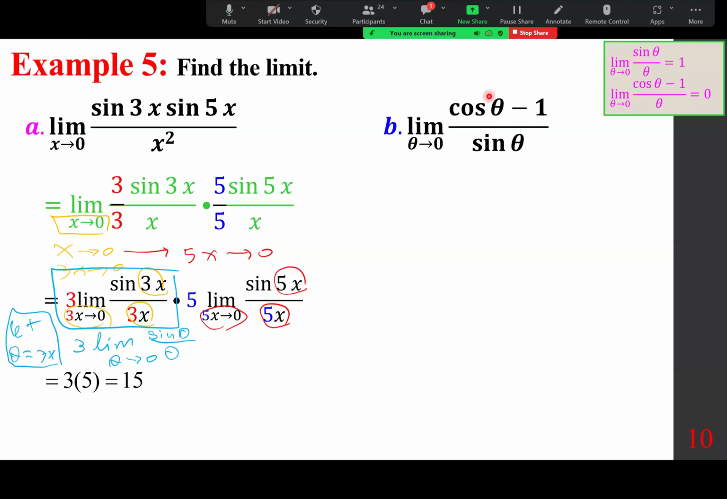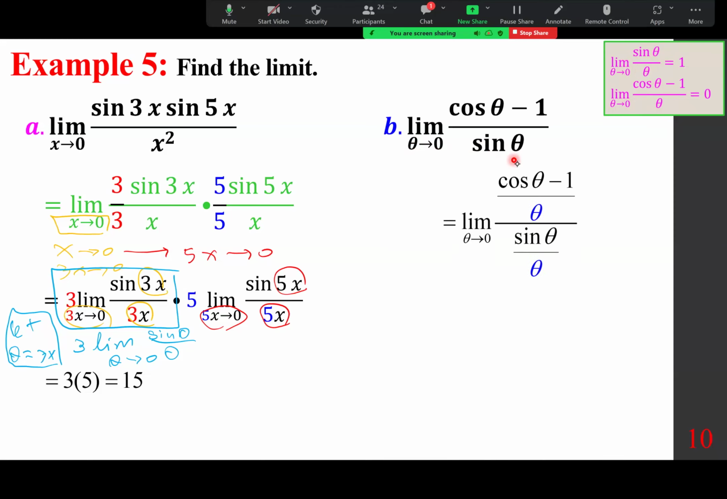The limit of cosine theta minus 1 over sine theta as theta approaches 0 is missing. And again, we can only use those two. To do so, we want to make it look like one of those. The technique here is to look at this one, the denominator is theta. Look at this one, the denominator is theta. So if I divide the top and the bottom by theta, that's fine.